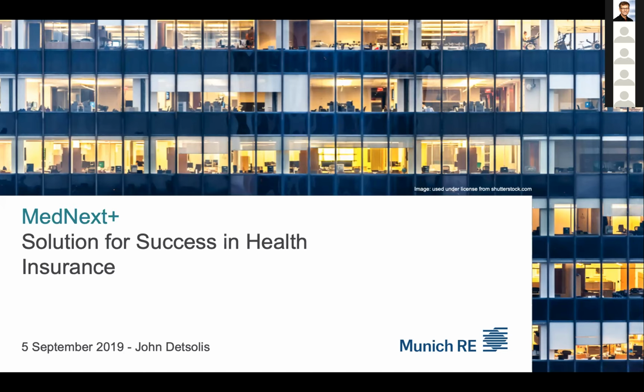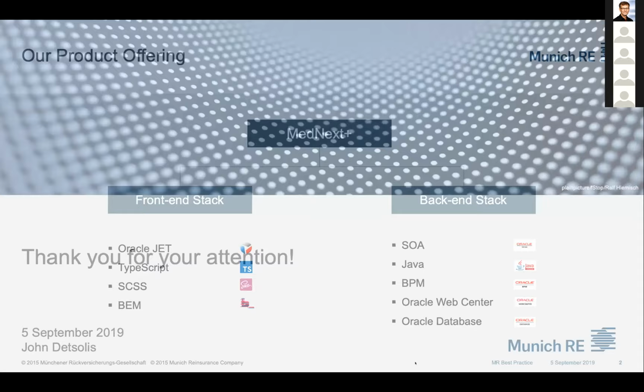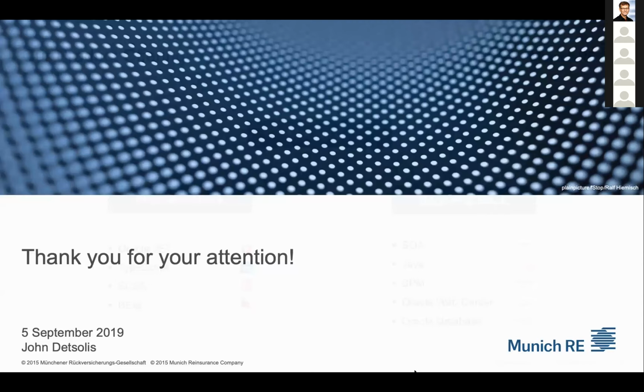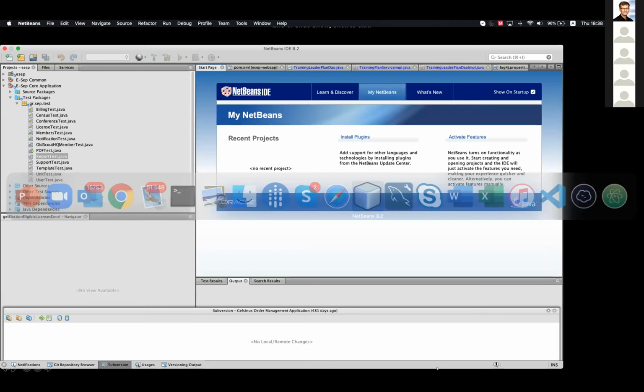Perfect. So just an overview of our application. Like I told you, the backend stack is this. In the frontend stack, we are using Oracle JET with TypeScript, SCSS and BEM architecture. That's what we have from a technology perspective. Now I'm going to do a short demo.